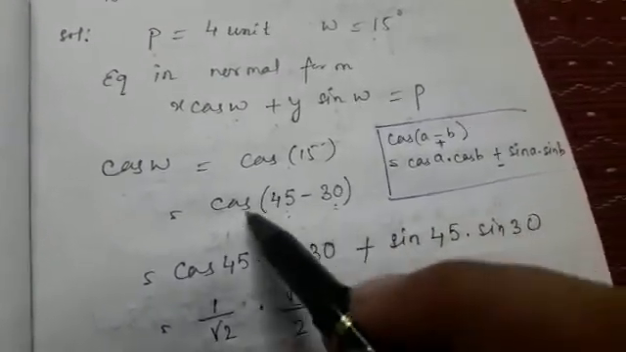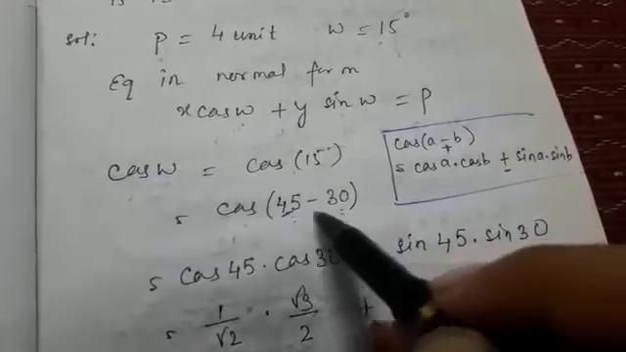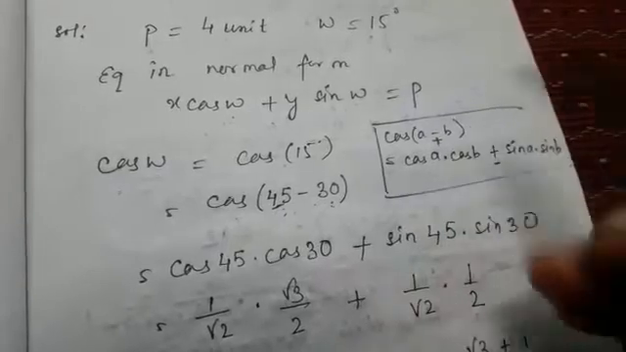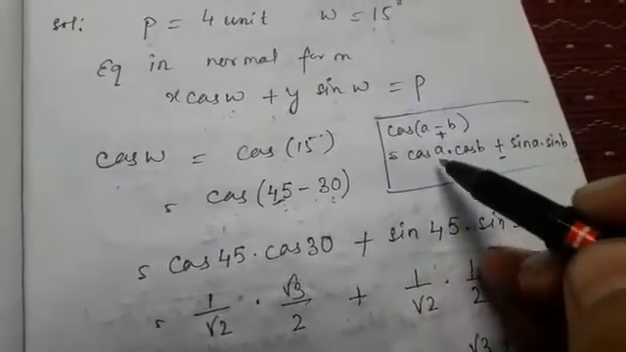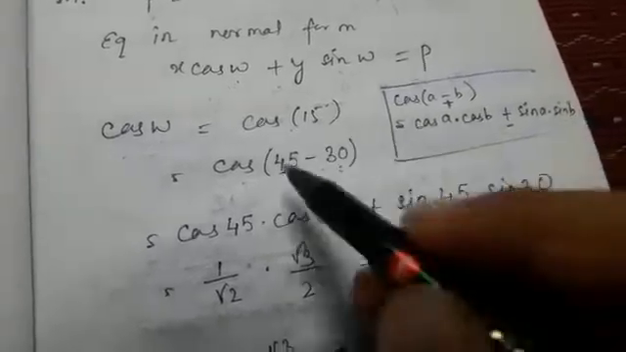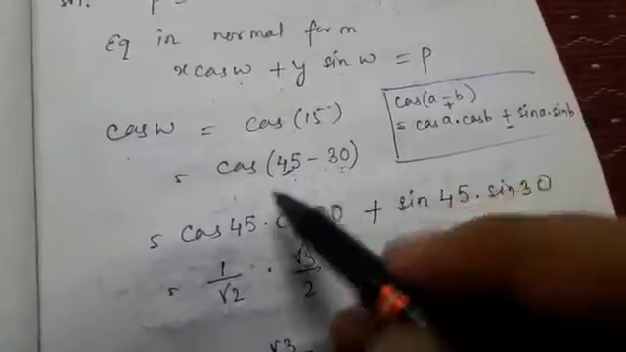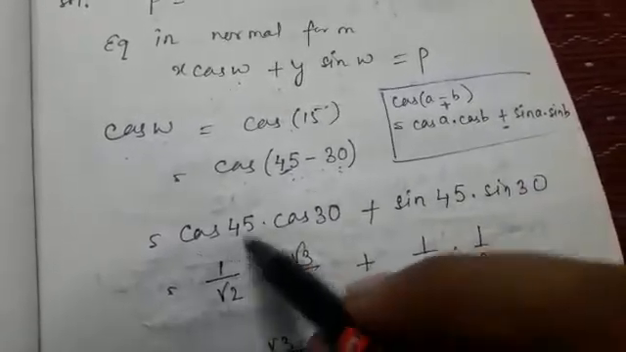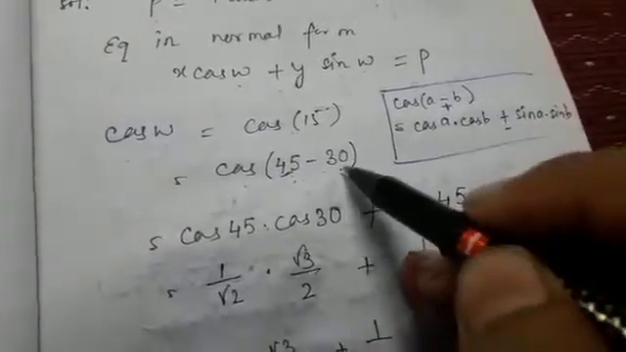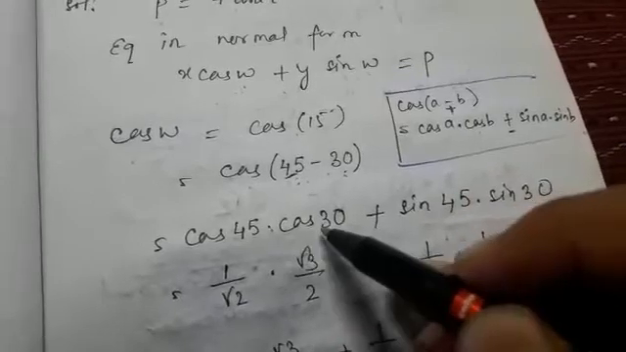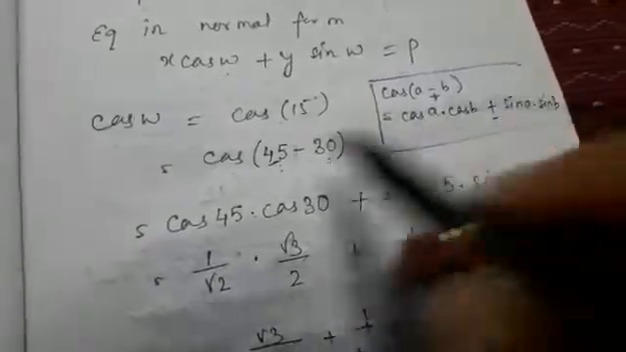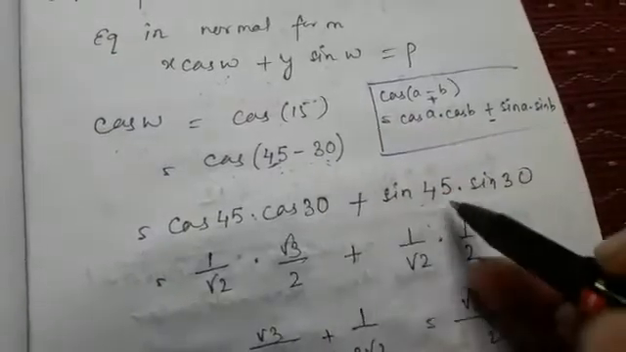Getting my point? So it is cos(A minus B) in this format. What is the formula saying? Cos(A minus B) is cos A cos B plus sin A sin B. So use it here. Cos A, what is A? A is 45. Cos B, what is B? 30. So cos 30 plus sin A. What is A? 45.